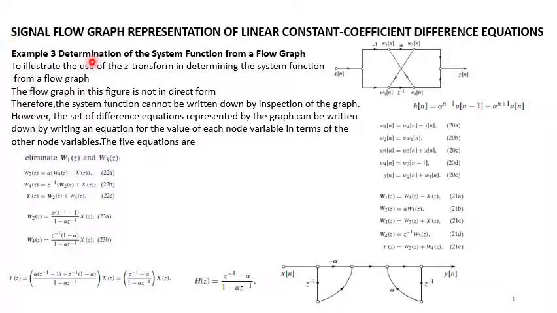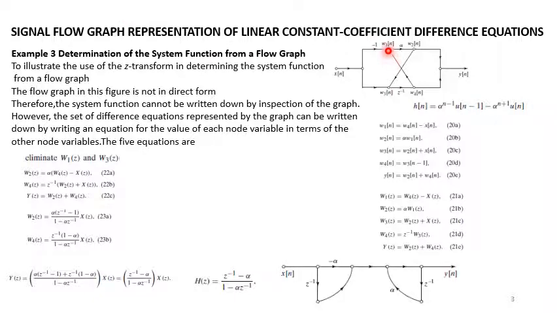So let's consider one more example to give you further idea and concepts. Let's consider we have this signal flow graph and we need to determine its system function. Now because this is not in the direct form, the system function cannot be written out by inspection of the graph. So first we'll write the equations, and then from those equations we can find the system function.